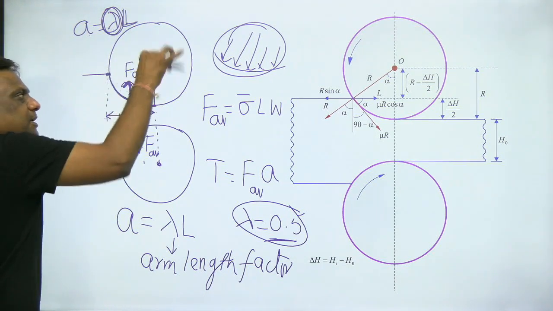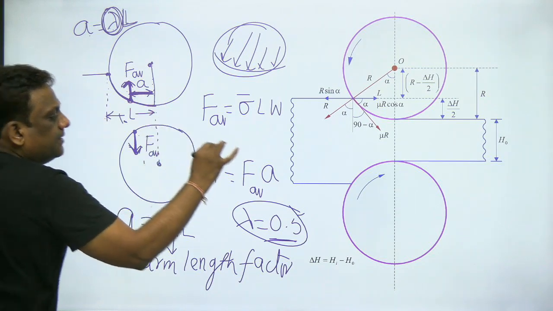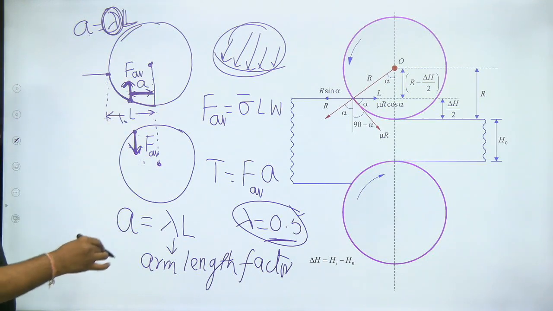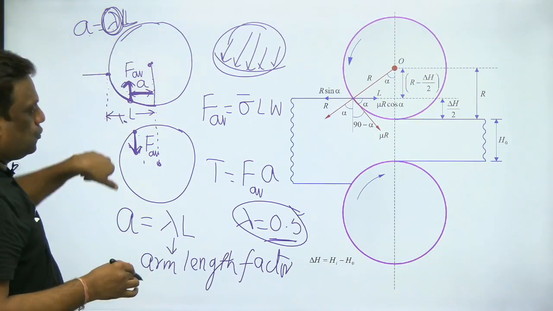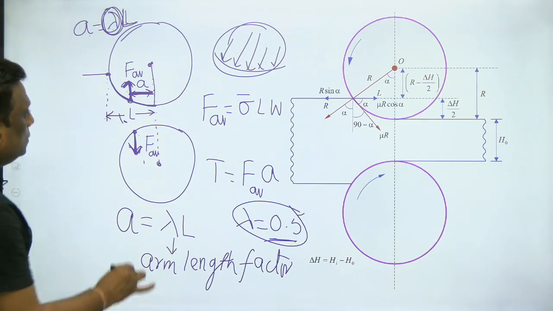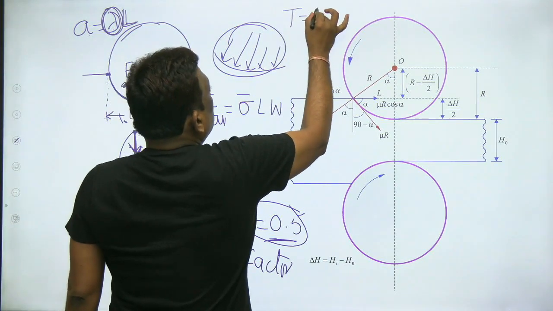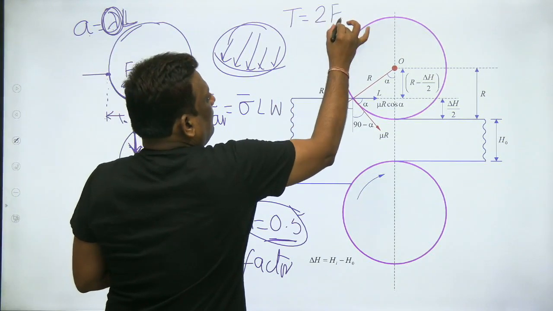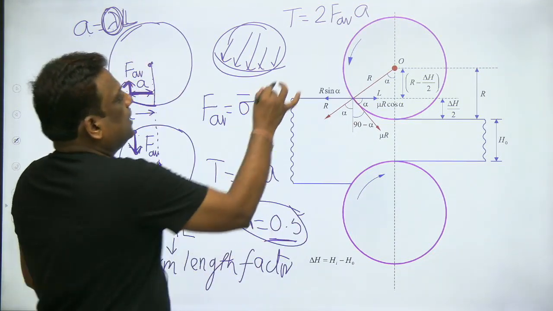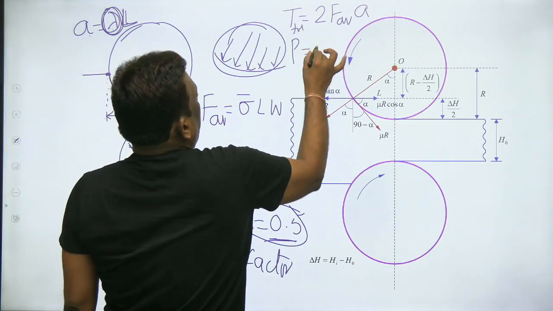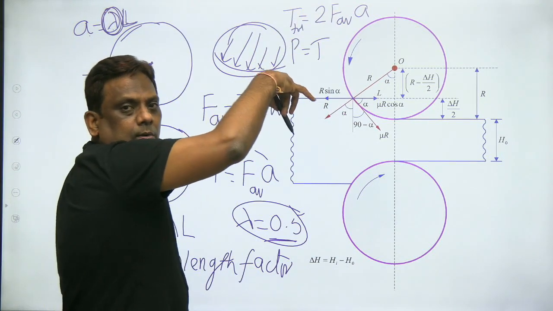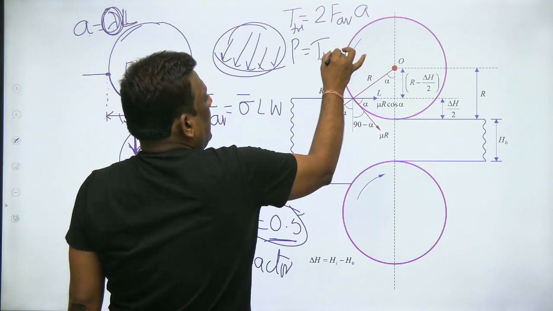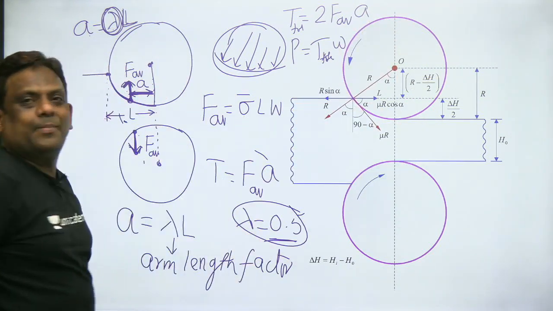When A is known, what will be the torque? F average into A. But this is the torque on a single wheel. But actually, to achieve rolling, we have to rotate this one too. So therefore the total torque will be 2 times F average into A. And if you want power, it will be total torque into omega. Omega can be written as 2 pi N by 60.